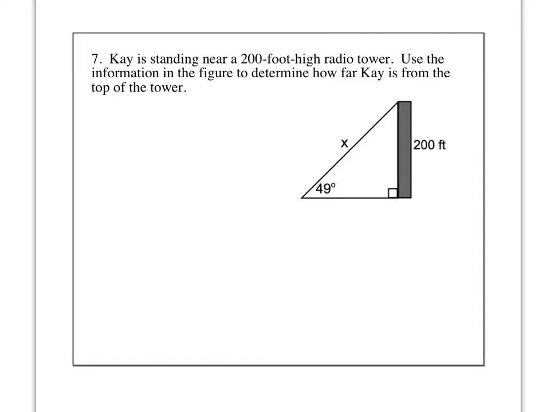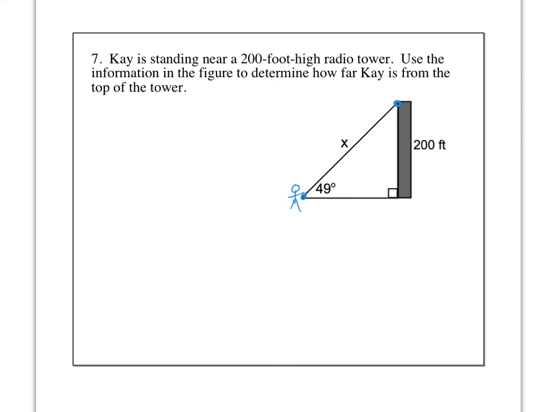Number 7, this is our last one. Kay is standing near a 200-foot-high radio tower. Use the information in the figure to determine how far Kay is from the top of the tower. So imagine she's standing here, right? Here's Kay, and we want to know how far is she from the top of the tower. So we want to find x. Okay, I want you to pause the video. See if you can set this one up.